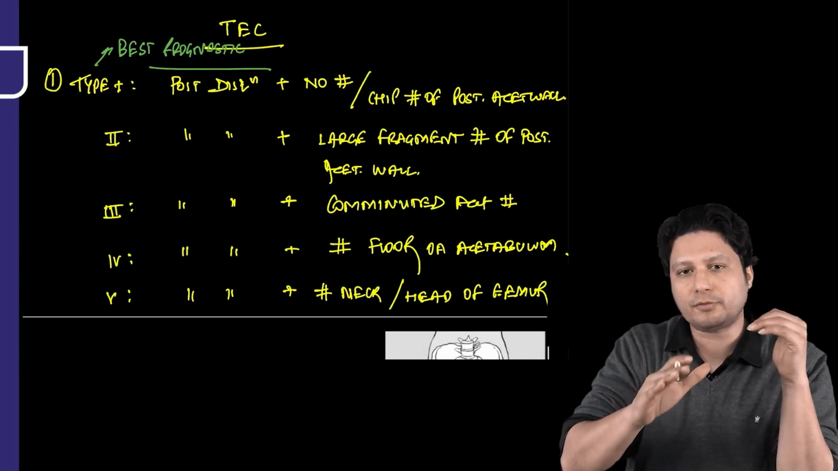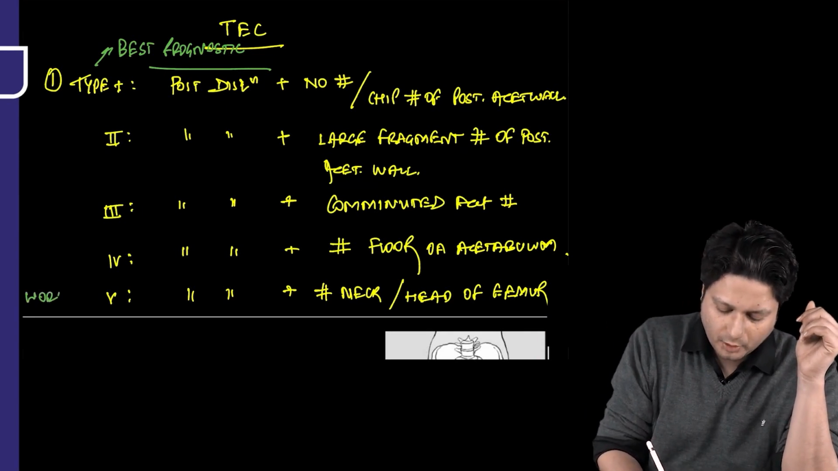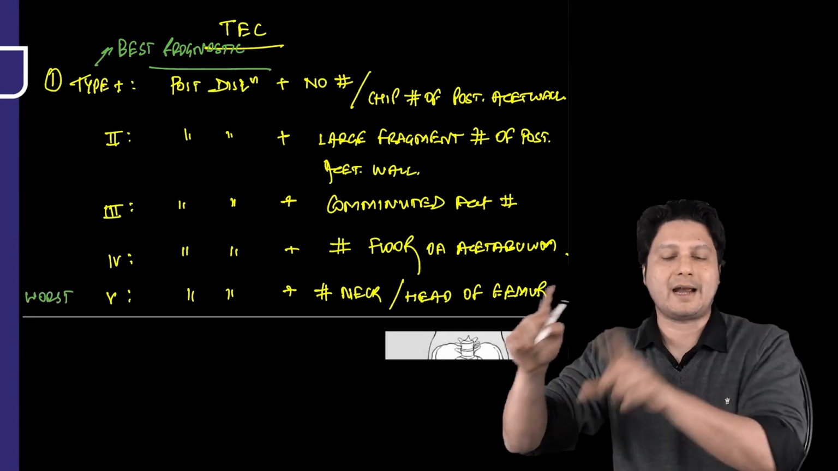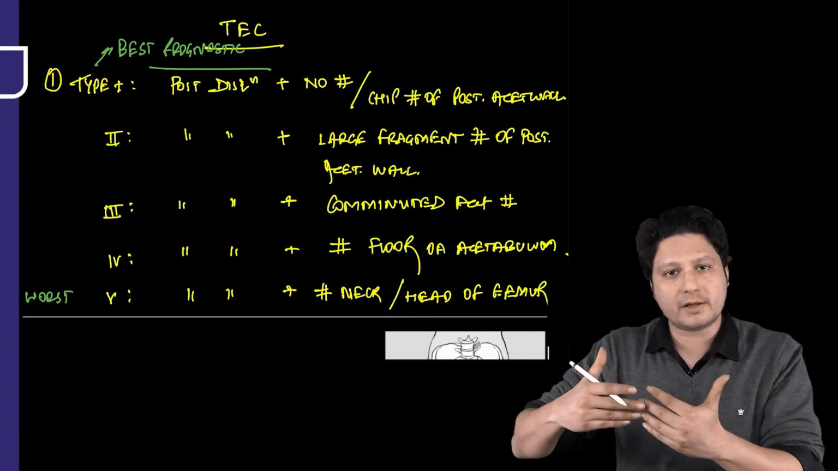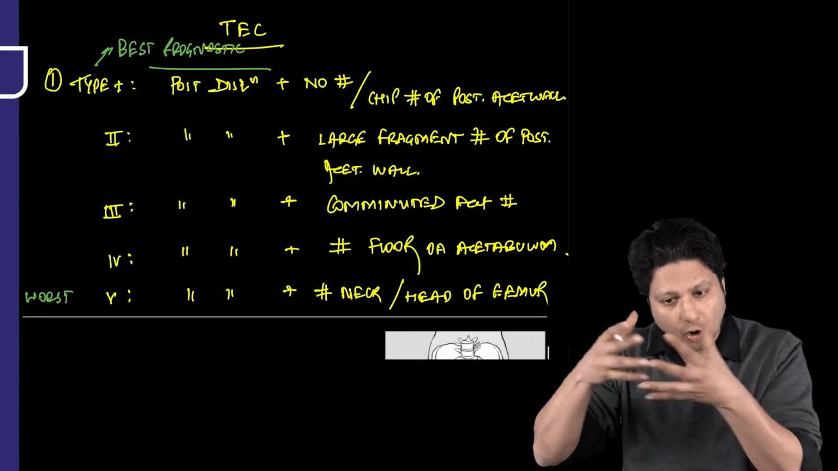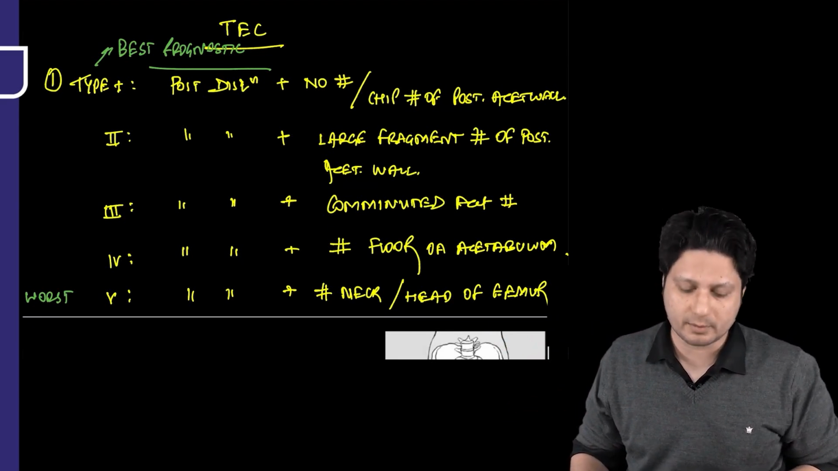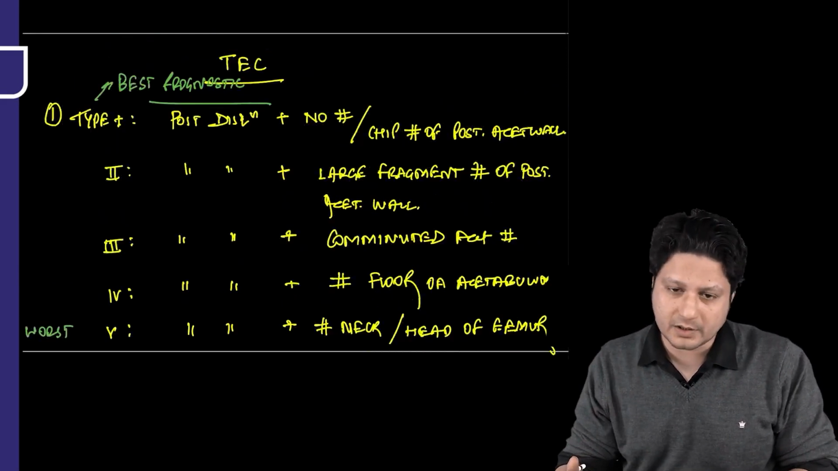And finally, type 5 would have the worst prognostic outcome because in type 5, the possibility of avascular necrosis of the head of the femur will always be there, or the possibility of having AVN is increased multiple times in case the patient is having a posterior dislocation along with the fracture neck of femur or head of femur. All right. So this is what the Thompson-Epstein system of classification is.